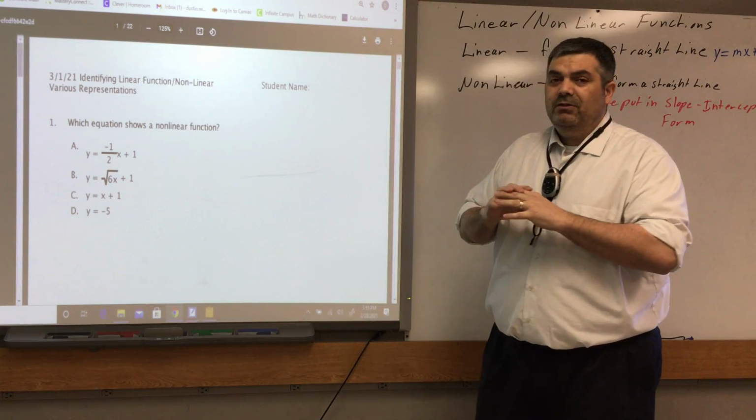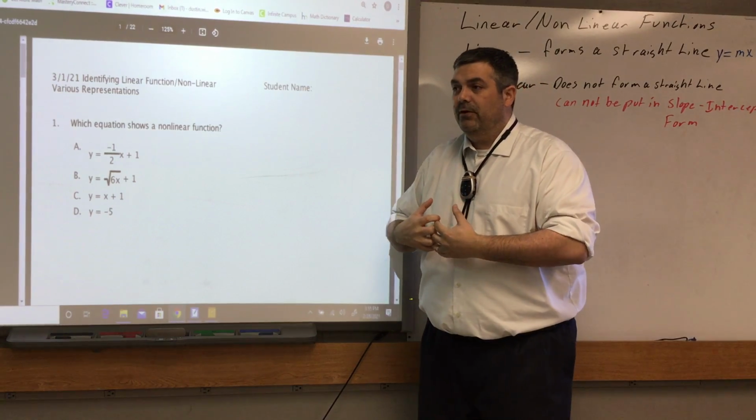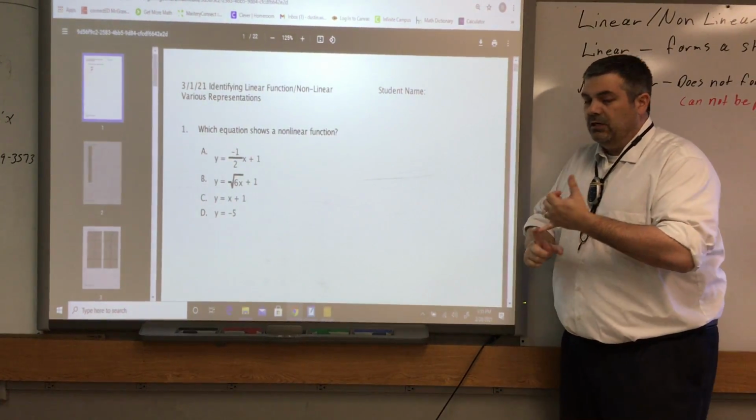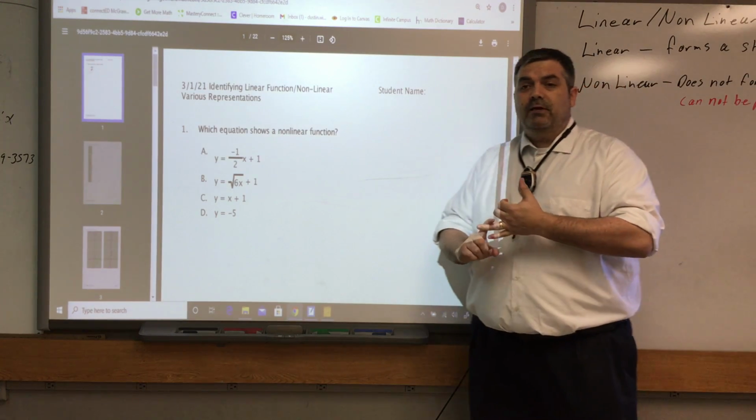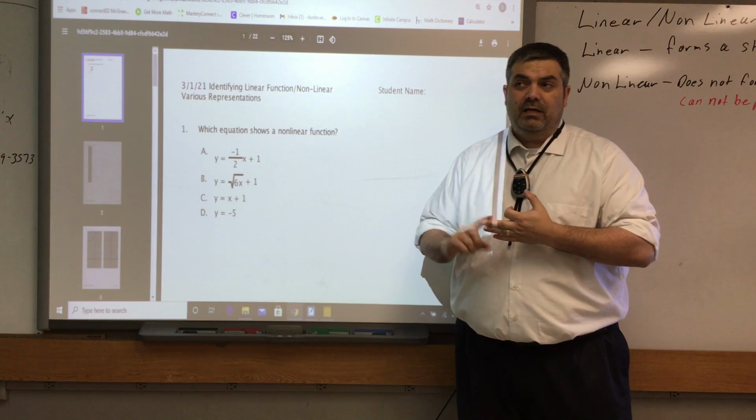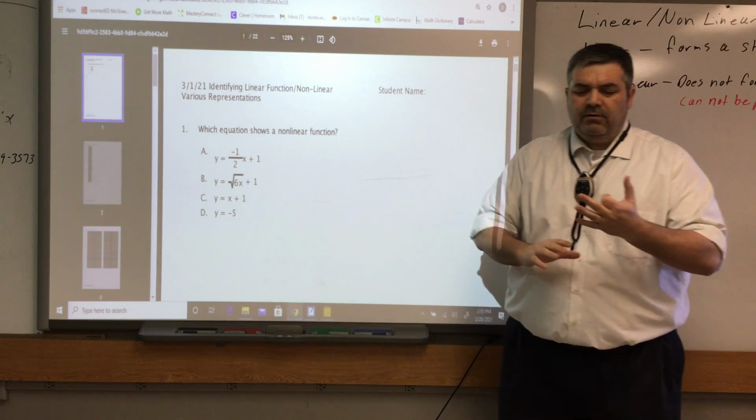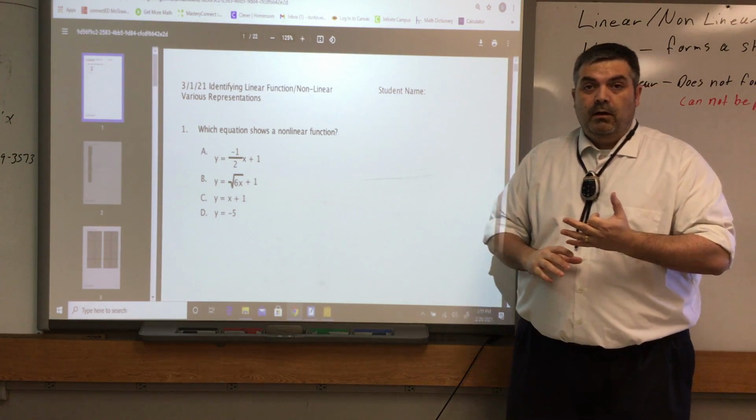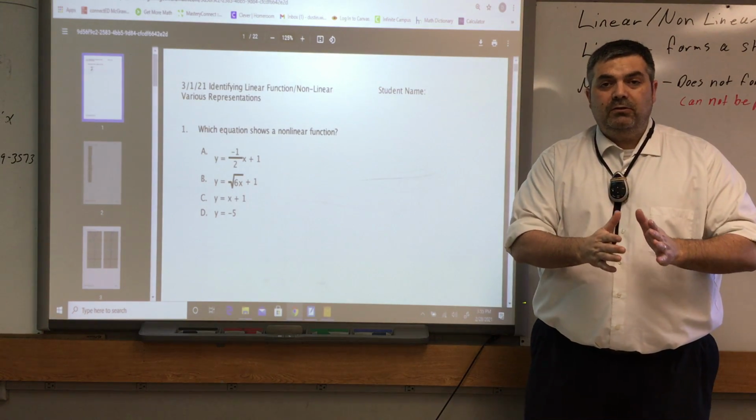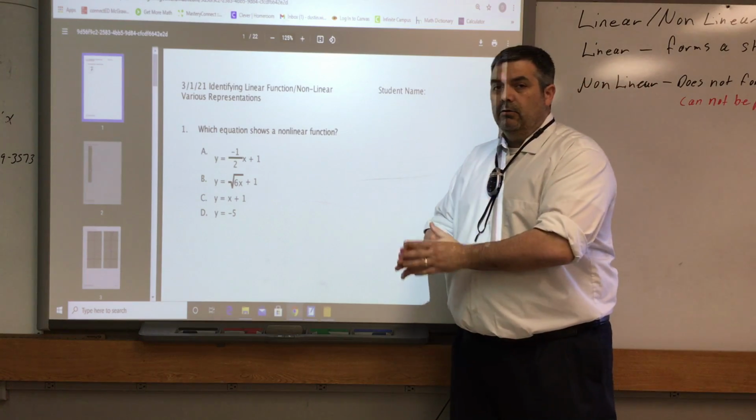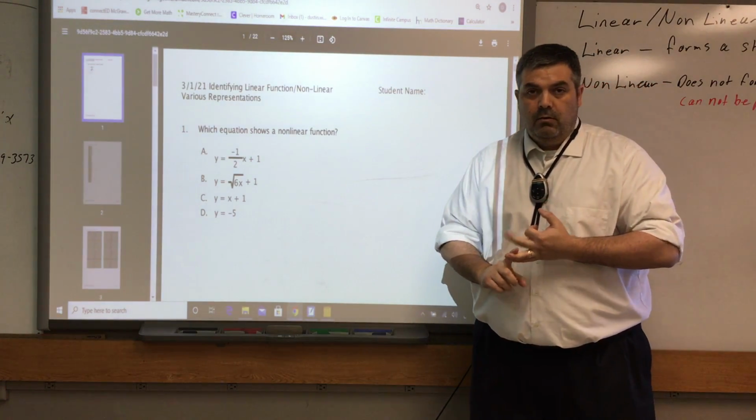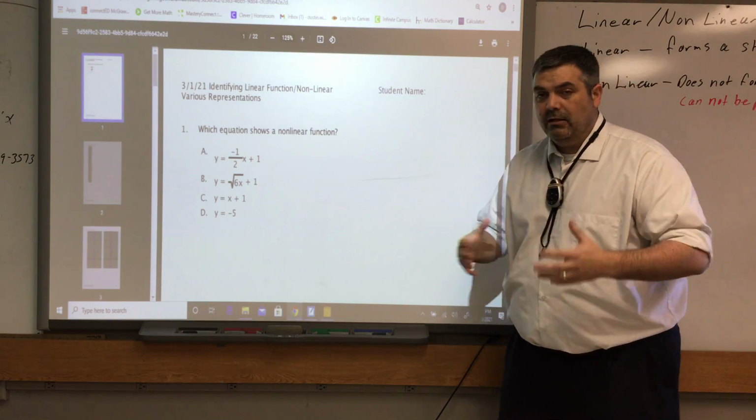Well, we're going to be given it to us in different forms. Sometimes they're going to give it to us in an equation form, sometimes in a table form, and then sometimes they're going to give us a graph. So we're going to have to look at all three of those and say, does this form a linear function or is this nonlinear? In other words, does it form a straight line and is it a function or is it not? So that's what we're kind of looking at.